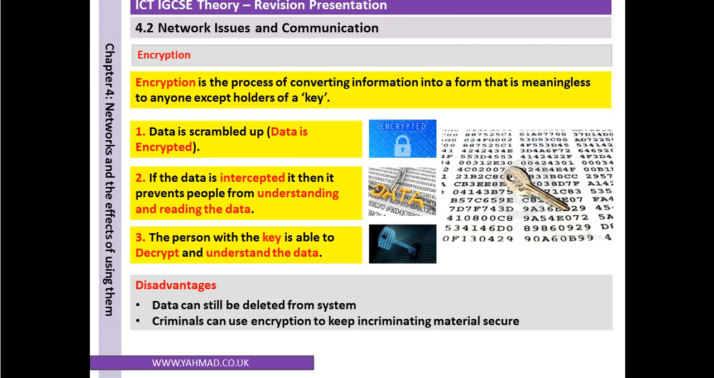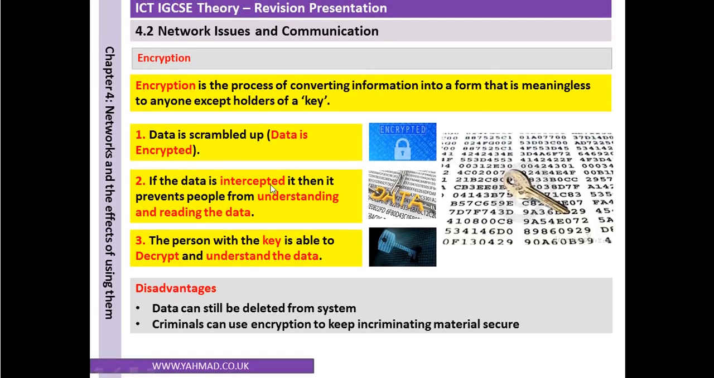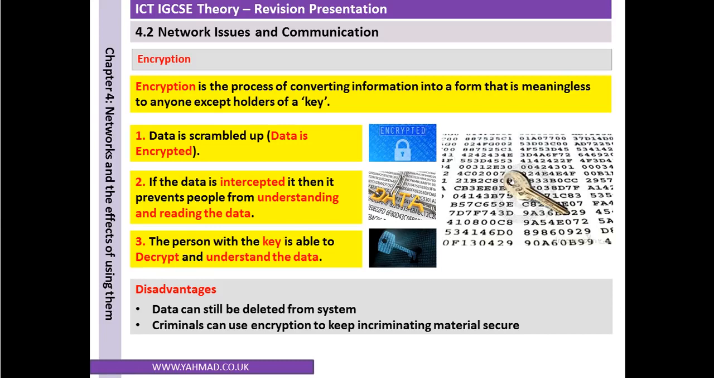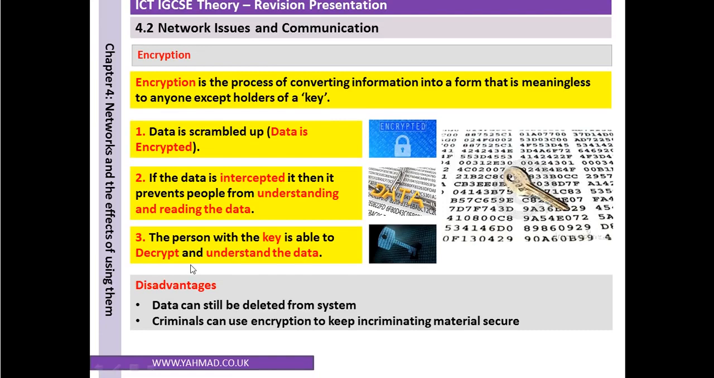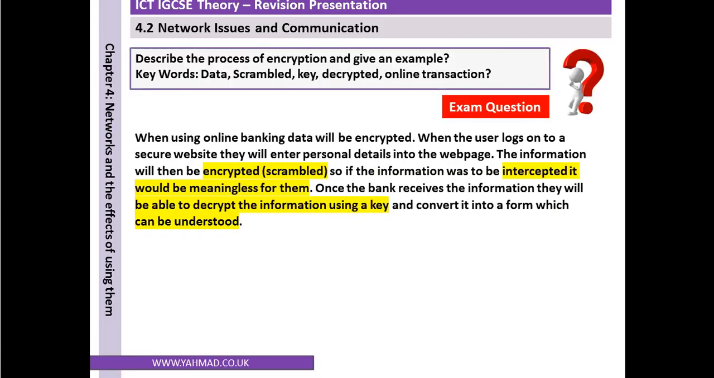So for example, if you do type in your username and password, and if it is intercepted by a third party, then this data will be meaningless because the data has been encrypted, it will be scrambled, and if the data is intercepted, it will not be in a form that can be understood by a third party. Okay, so the online banking website will have a key to decrypt the data so the data can be understood. This could also be used, for example, when you're typing in your credit card details online. The data will be encrypted, so if the credit card details were intercepted, it would become meaningless to those people. Only the people with the key are able to decrypt the data to understand the credit card number.